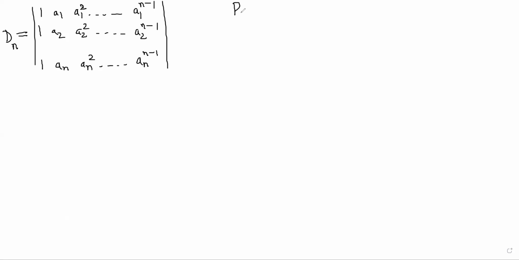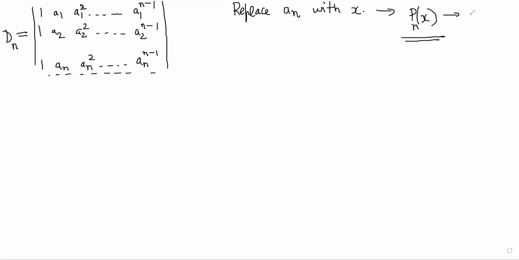I will replace an with x. So this becomes a polynomial Pn(x), right? This Pn(x) polynomial, because the last row has become x now, right? The polynomial has degree x power n minus 1. It has degree n minus 1, right?